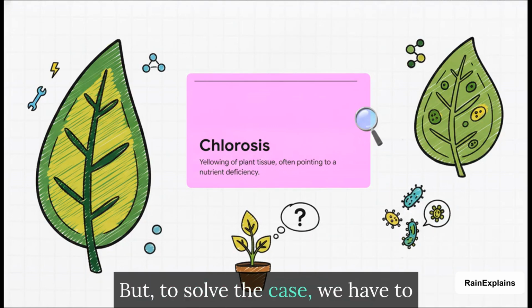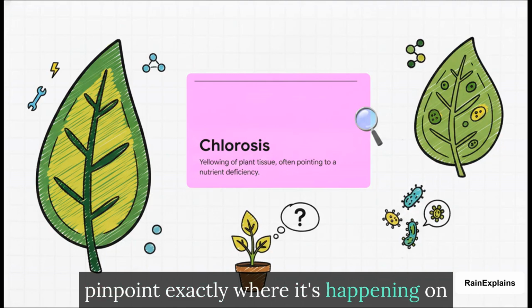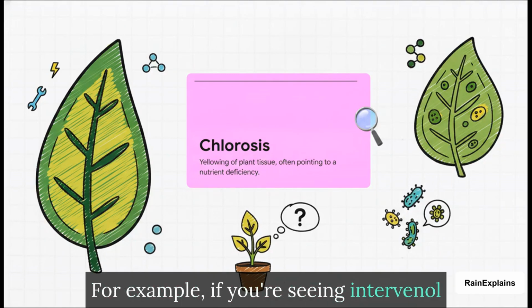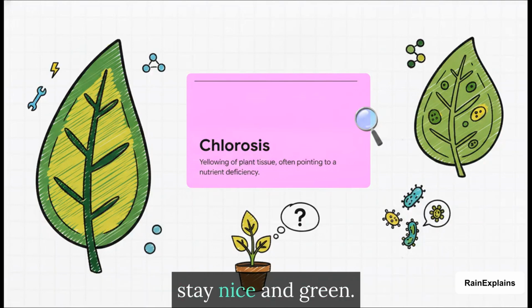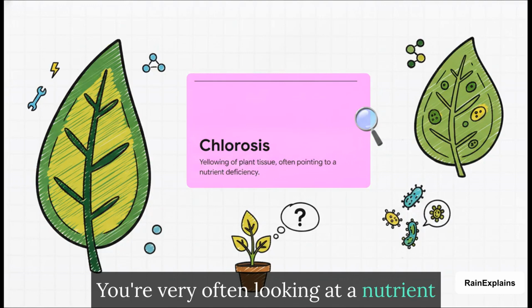But to solve the case, we have to pinpoint exactly where it's happening on the leaf. For example, if you're seeing intervenal chlorosis, which is where the tissue turns yellow but the veins themselves stay nice and green, you're very often looking at a nutrient deficiency.